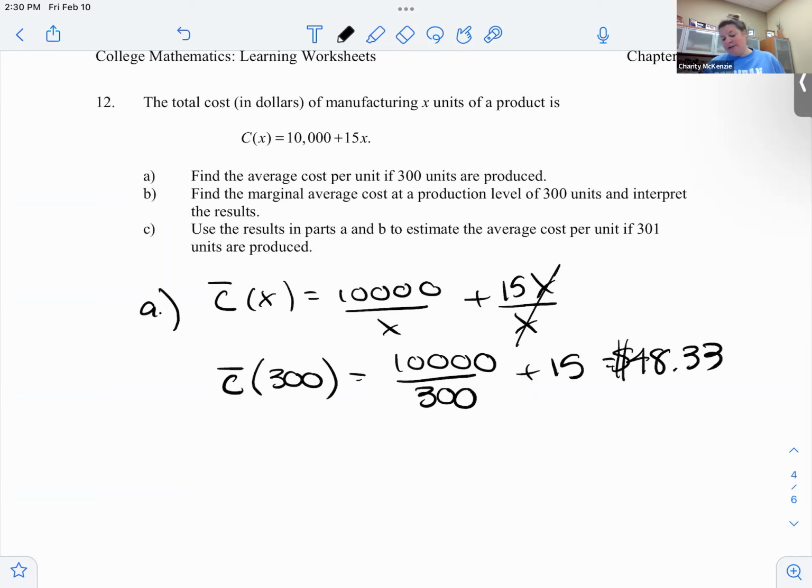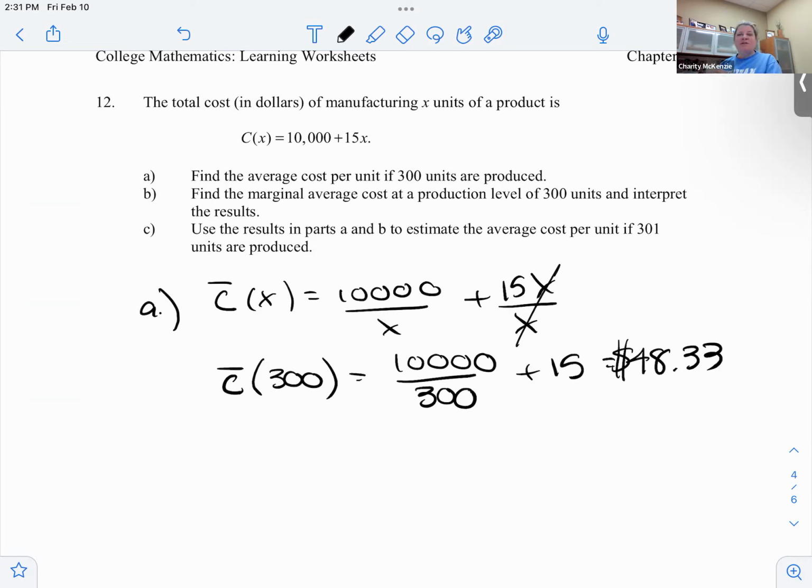So we always like to round to the nearest dollar. So the average cost for every single unit at 300 units made is $48. Why do we have to specify 300 units made? Isn't it the same if I make 100 units? No, right? Think about your big overhead fixed cost. The more units you make, the more that overhead cost is less. So it's actually cheaper as you go into more and more production.